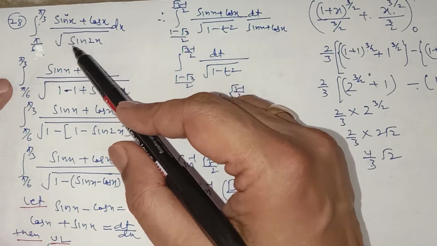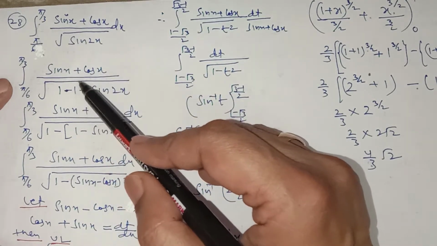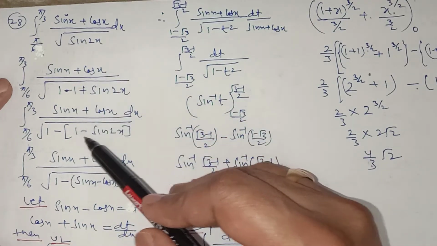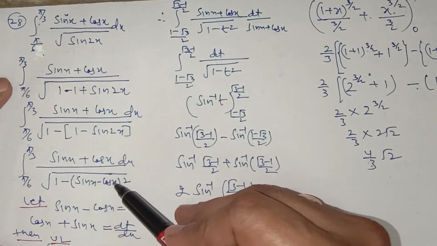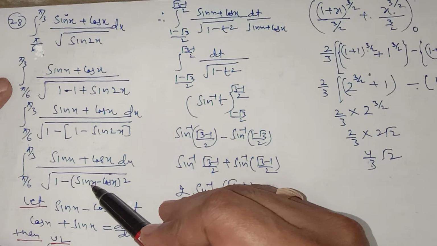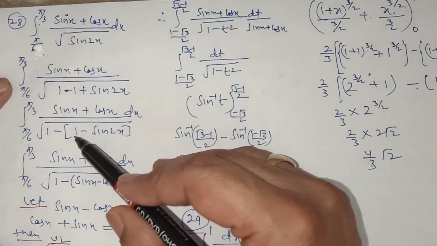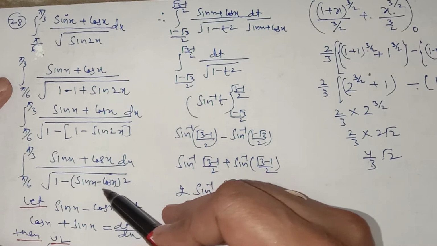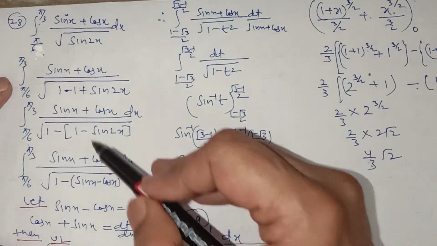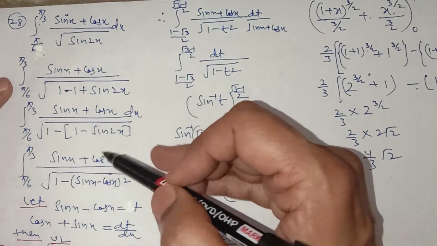So what I'm doing here is adding and subtracting 1 and taking minus common in the last two terms. So it is 1 minus sin 2x, and 1 plus 1 minus sin 2x. You can write it as (sin x minus cos x) whole square. When you do the (sin x minus cos x) whole square, you will get 1 minus sin 2x, because (sin x minus cos x) whole square is sin square x plus cos square x minus 2 sin x cos x, which is equal to 1 minus sin 2x.